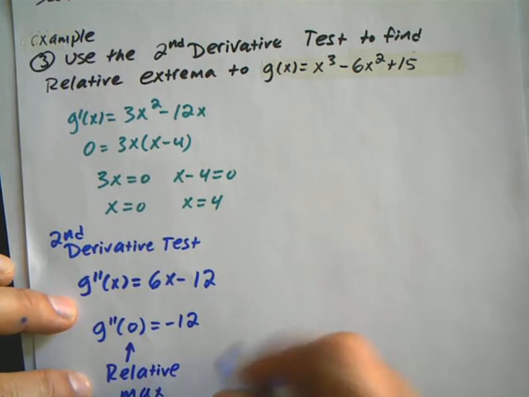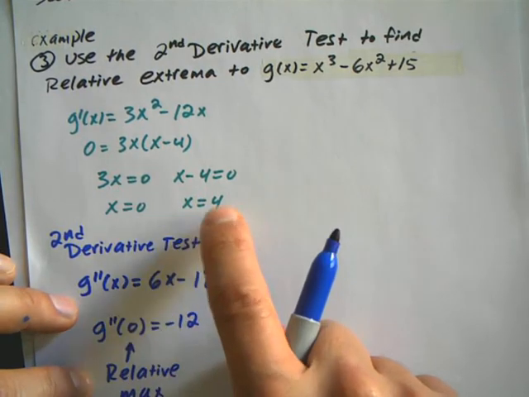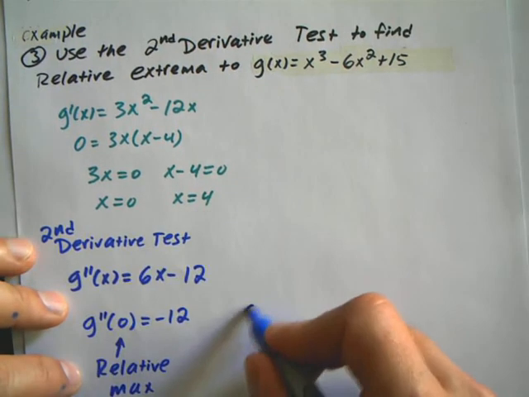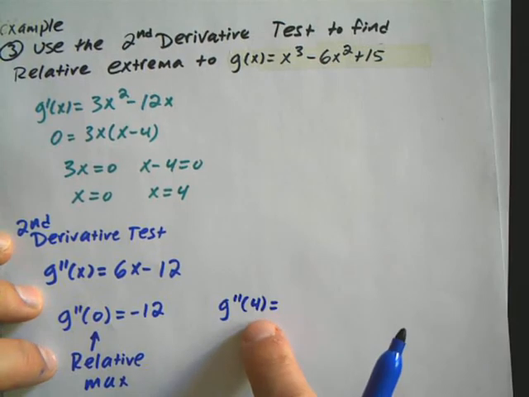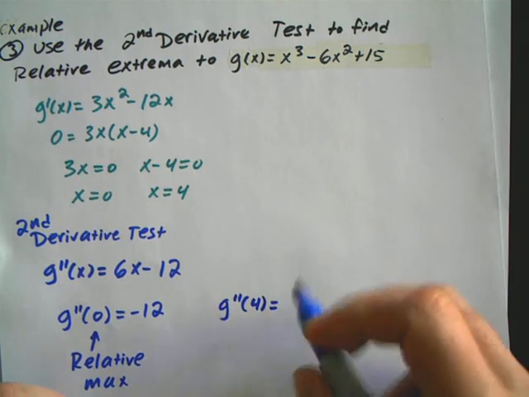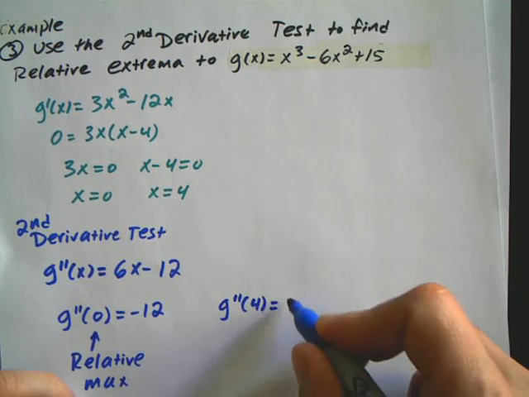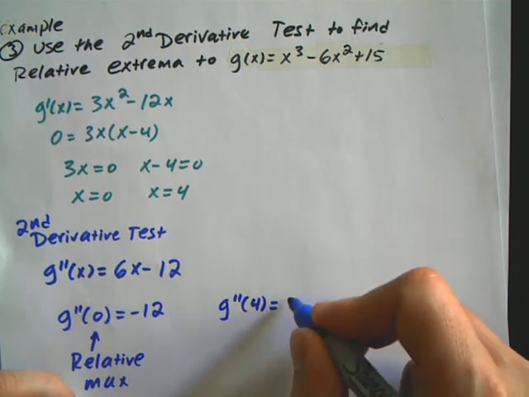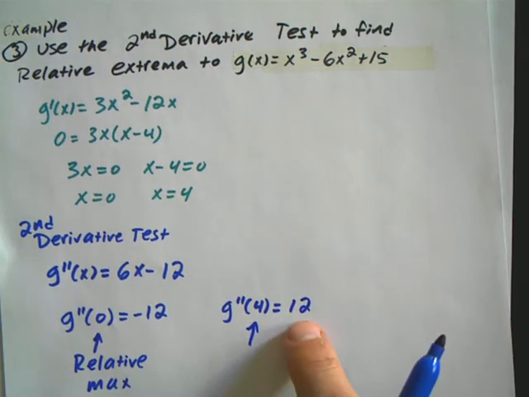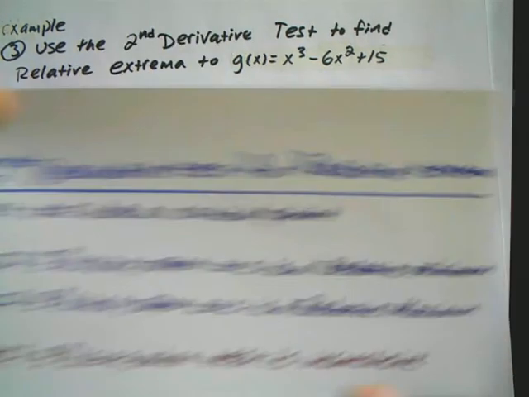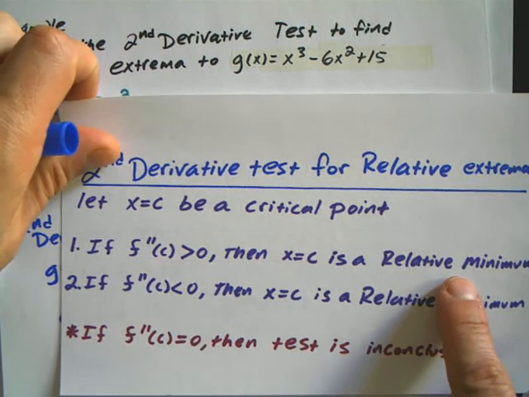And I'm now going to get my other critical point, and g double prime of 4. Well, if I plug in 4 into my second derivative, it's going to be 6 times 4, which is 24, minus 12, which is positive 12. And that's going to be a positive second derivative. And a positive second derivative means you have a relative minimum.